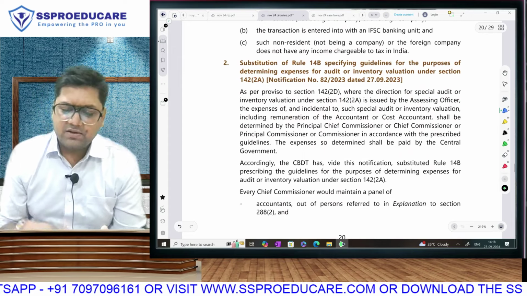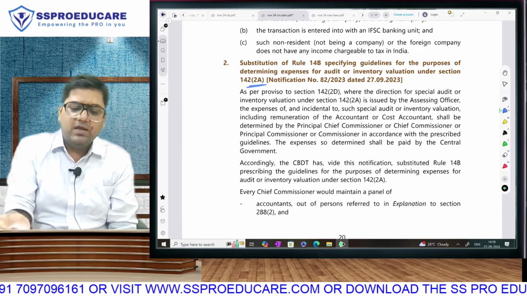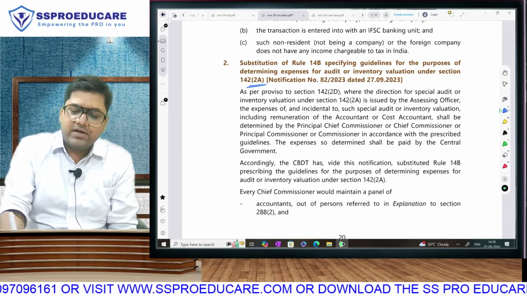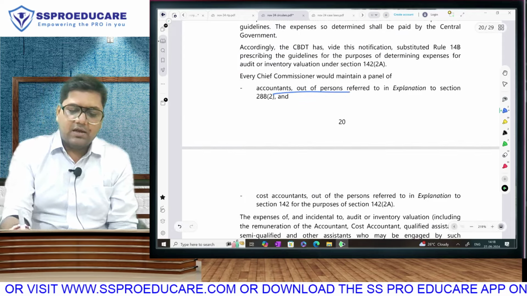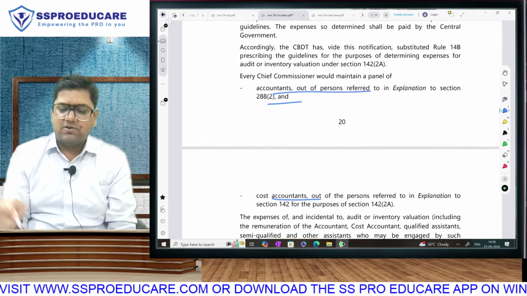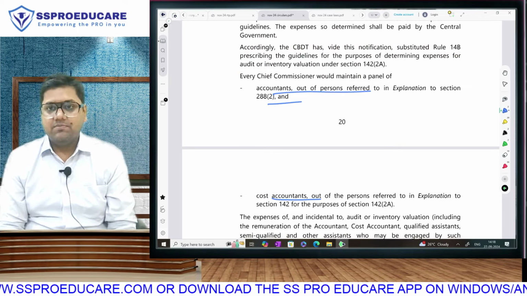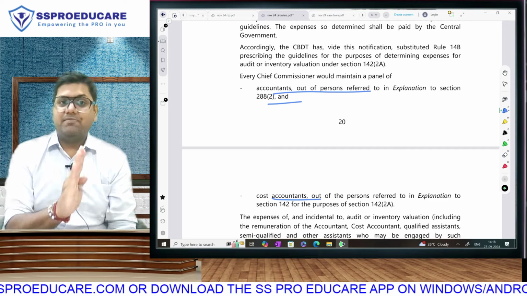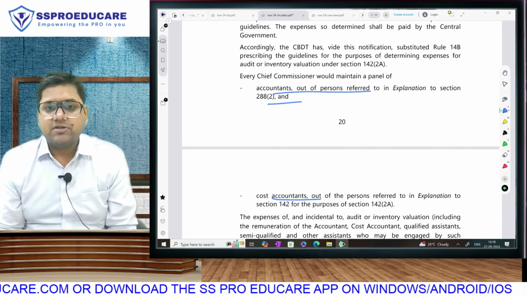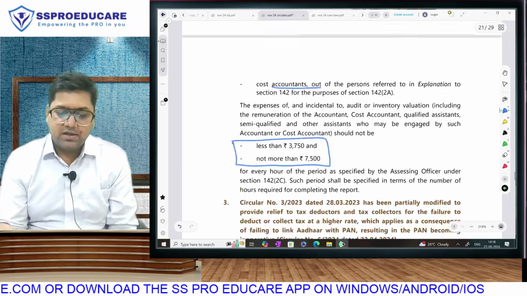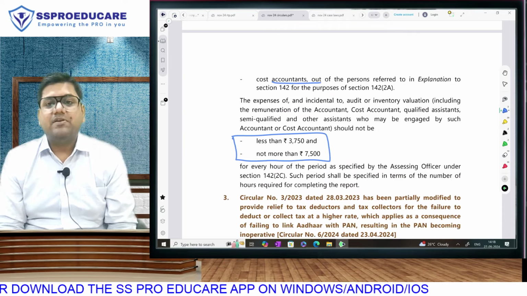Then we have a circular with respect to the latest thing. If you are aware, in the special audit section 142, now we are going to have special audit and also inventory valuation by a cost accountant. So there are going to be accountants, that is chartered accountant and cost accountant, also for the purpose of inventory valuation. Special audit will be done by a CA, but the inventory valuation will be done by a cost accountant, and they have also decided the remuneration. So CBDT is now deciding how much we will pay.